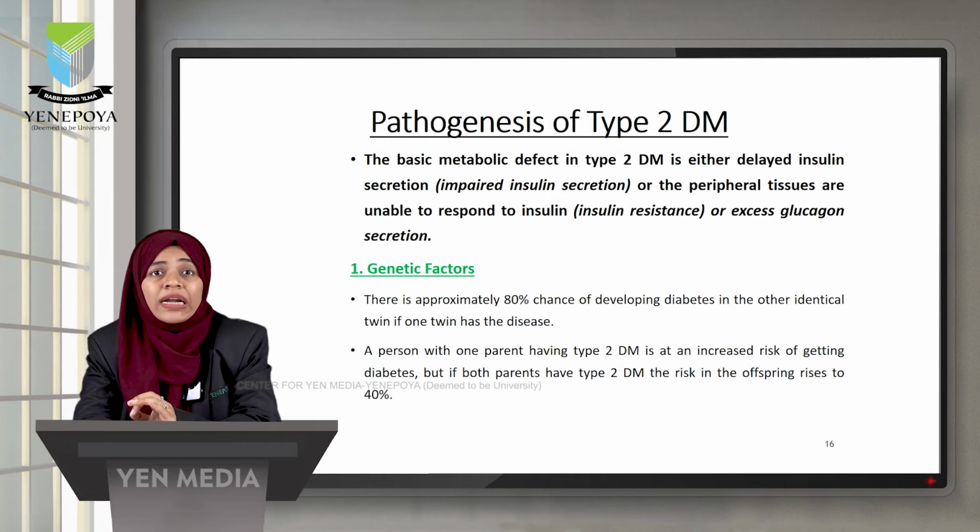There is approximately an 80% chance of developing diabetes in an identical twin if one twin has the disease. A person with one parent having type 2 diabetes mellitus is at a higher risk of getting diabetes. But if both parents have type 2 diabetes mellitus, the risk in the offspring rises to about 40%.